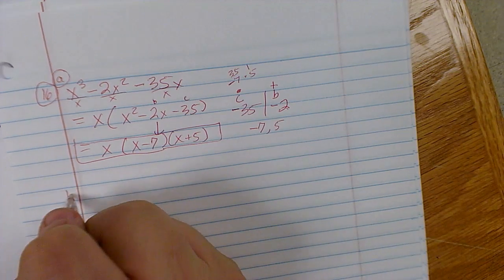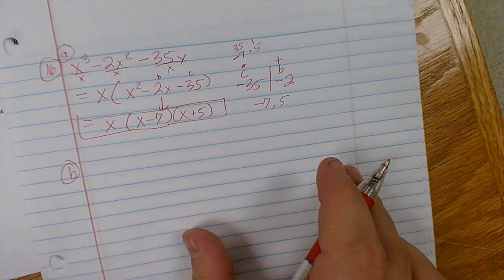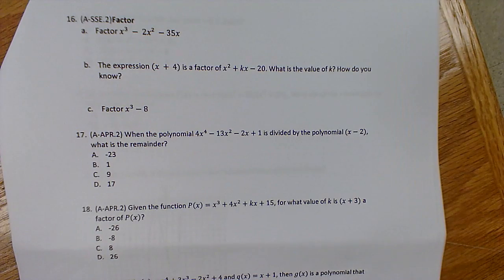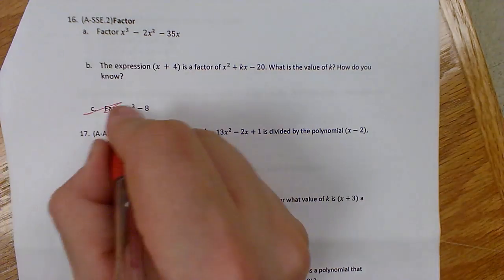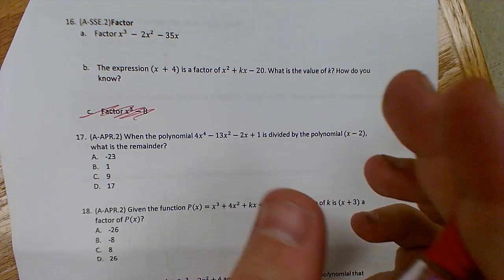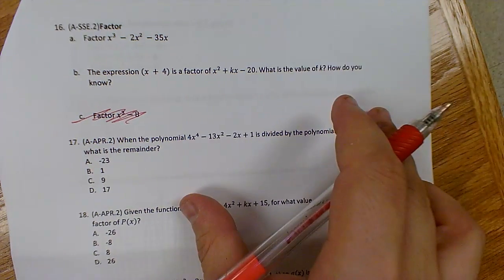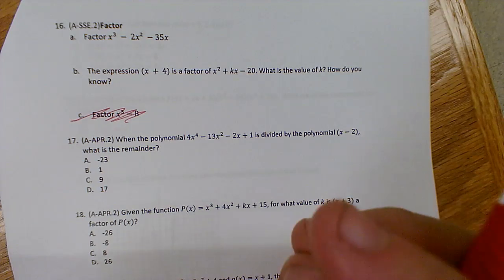So let's talk about b. And we're going to talk about this from a Desmos standpoint. You're told in b, and this one we'll just do here, and we're going to skip c because we never did factor one of those in class. The expression x plus 4 is a factor of x squared plus kx minus 20. What's the value of k?